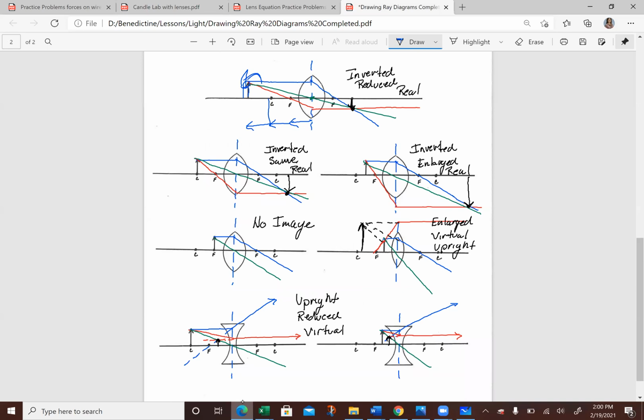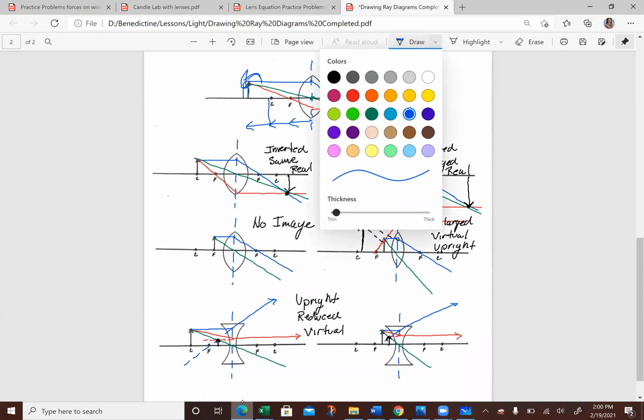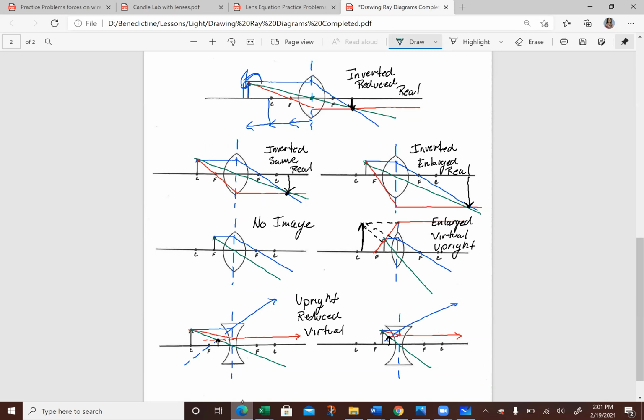When you do that, if your screen is located right here, you'll still get all this light on the screen, but it's not going to be focused. You're going to slide your screen in further, and there's going to be one place where you get a nice focused image of the candle, and it should be inverted. It should be reduced, and because it's real, you're going to be able to project it onto the screen. And you're going to do that here.